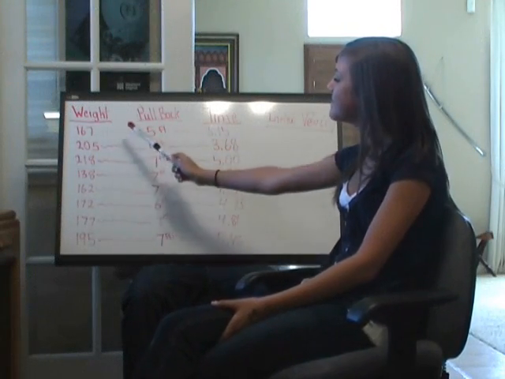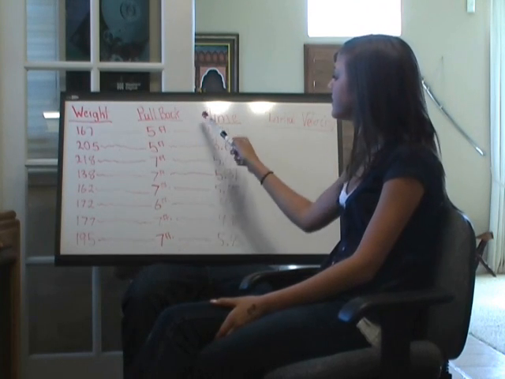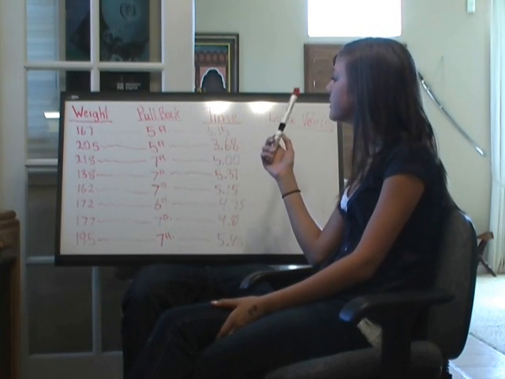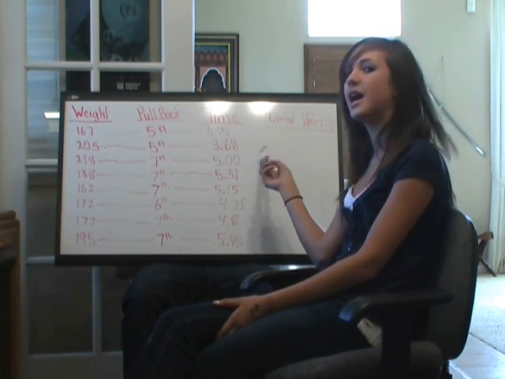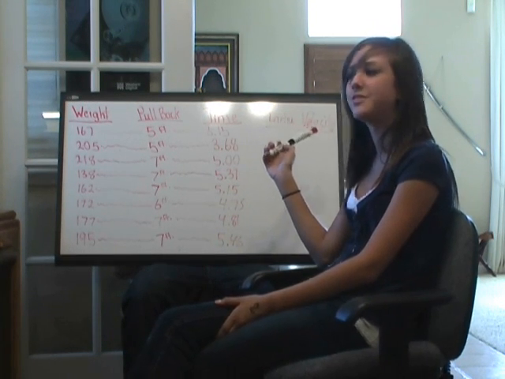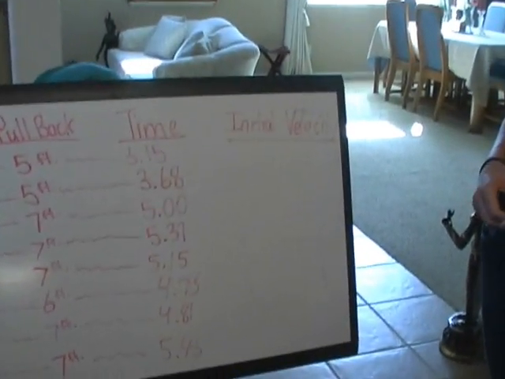So, these numbers are the weight of each balloon in grams, and these are the pullbacks of the slingshot, ranging from 5 to 7 feet, and then the time is the time it takes for the balloon to travel from the slingshot till the target. Now we're going to talk about initial velocity.